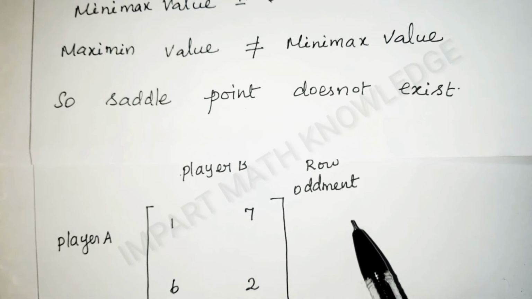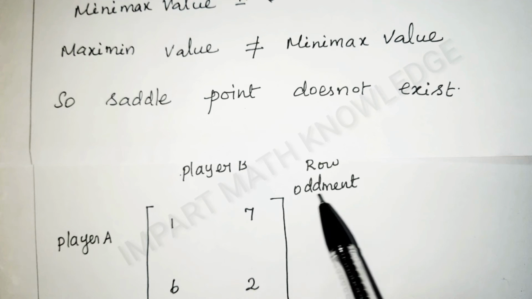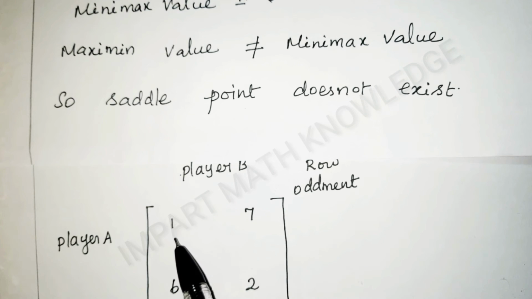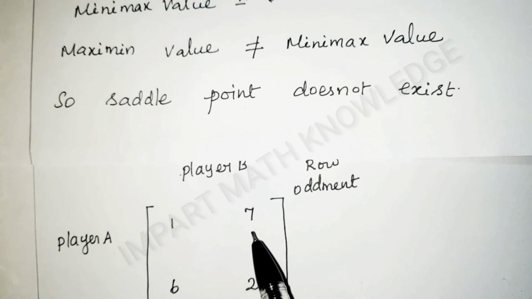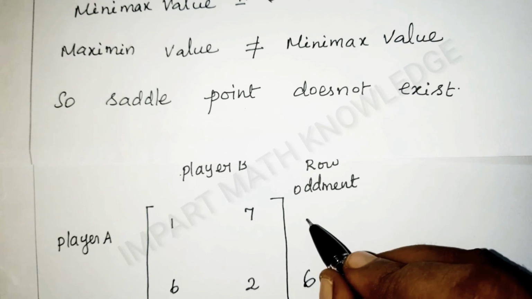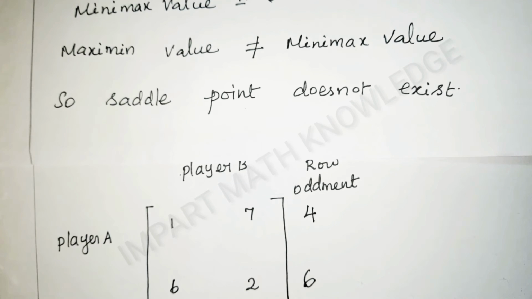For that, first you have to find the row oddment. Row oddment is you have to take the difference between the first row. Always you have to take the difference between the highest value minus lowest value. So 7 minus 1 is 6. You write the value against second row. Now you take the difference between the second row. 6 minus 2 is 4. You write the value against first row.